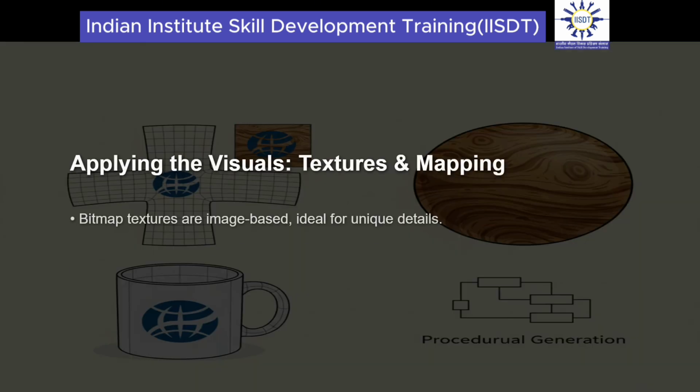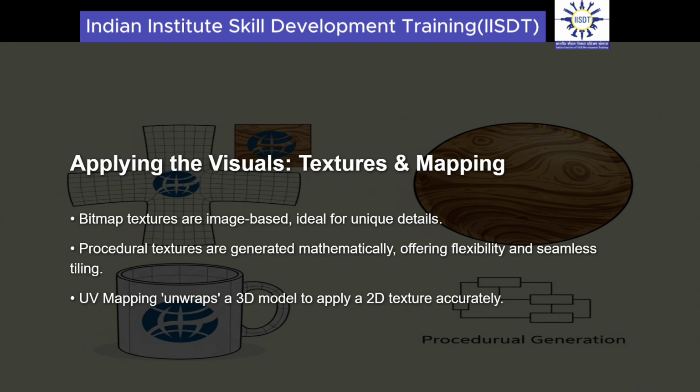We've talked about material properties, but how do we apply complex visual patterns like wood grain, fabric weaves, or dirt and grime? This is accomplished using textures. Broadly, textures fall into two categories. First, we have bitmap textures. These are the ones you're most familiar with, image files like JPEGs and PNGs. You can take a photograph of a brick wall and apply it directly to a 3D model of a wall.